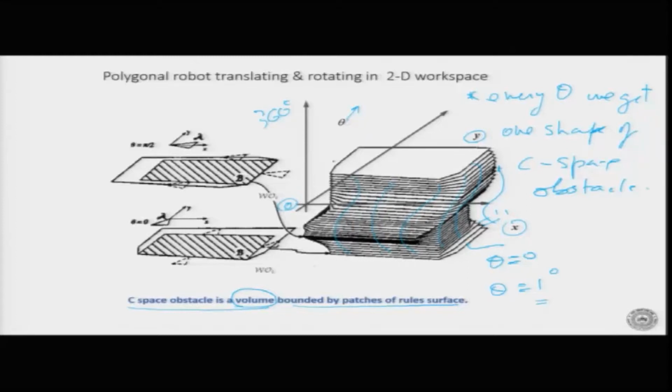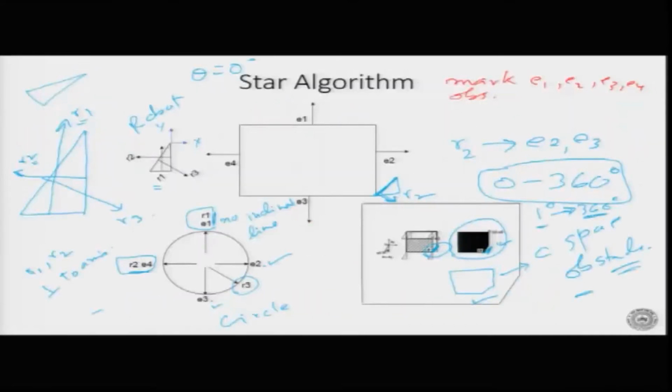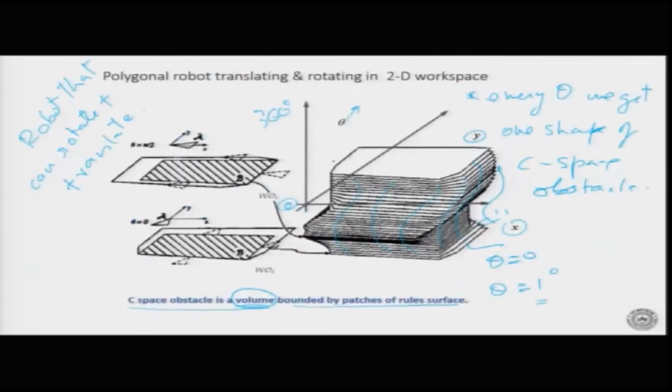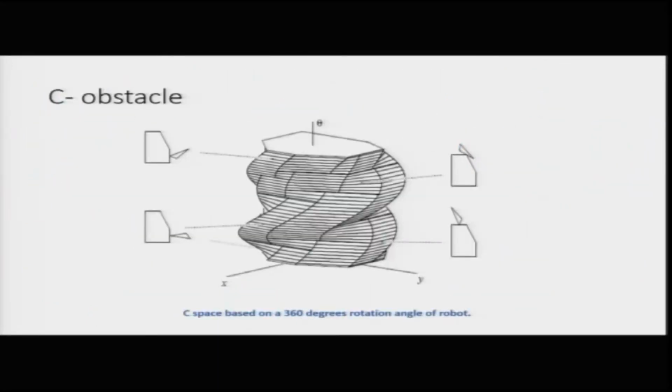That means for a robot that can rotate plus translate, we will be getting a volume. My C space obstacle will become a volume, and the volume will look something like this now. Okay. So I hope it was clear how we got this and how we can automatically generate this kind of surface. Now this is an example.